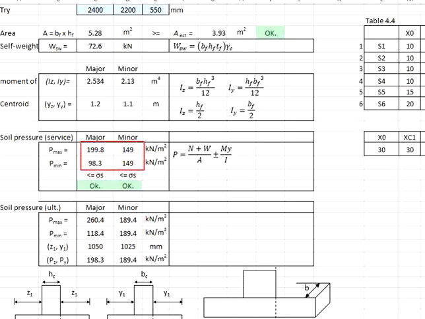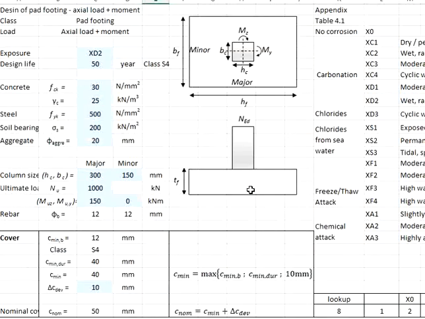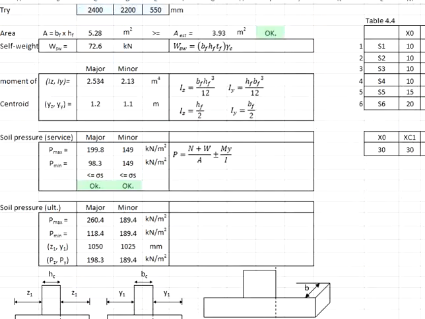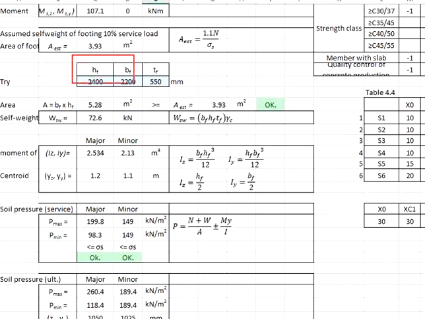Based on the stress calculated in both the major and the minor axis, check against the soil bearing capacity of 200 kilonewton per meter squared as given in the question. None of this stress is greater than the soil bearing capacity. Therefore, you will know that the soil bearing capacity is not exceeded and the proposed dimensions of the pad footing are acceptable.